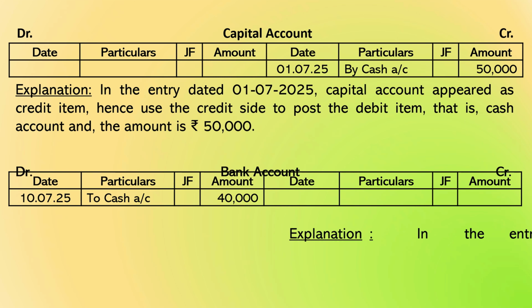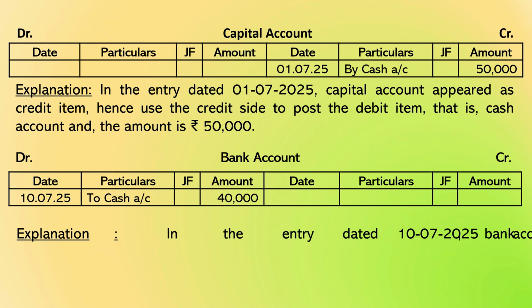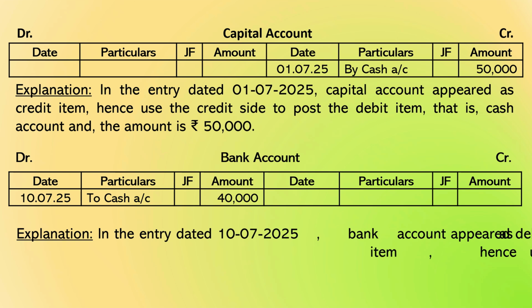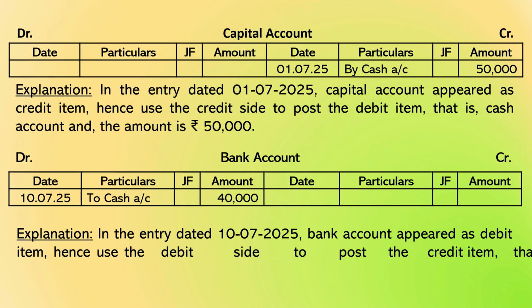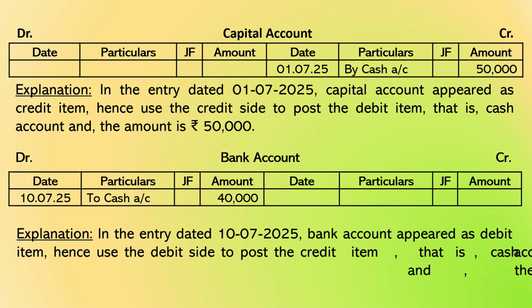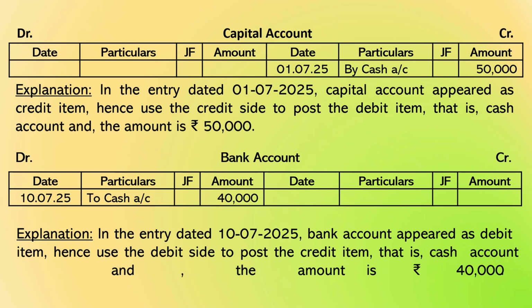Explanation: in the entry dated 10th July 2025, bank account appeared as debit item, hence use the debit side to post the credit item, that is, cash account, and the amount is 40,000 rupees.